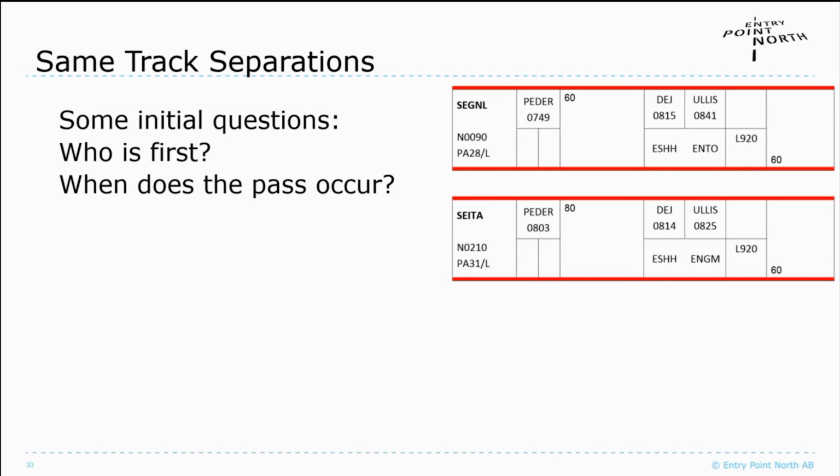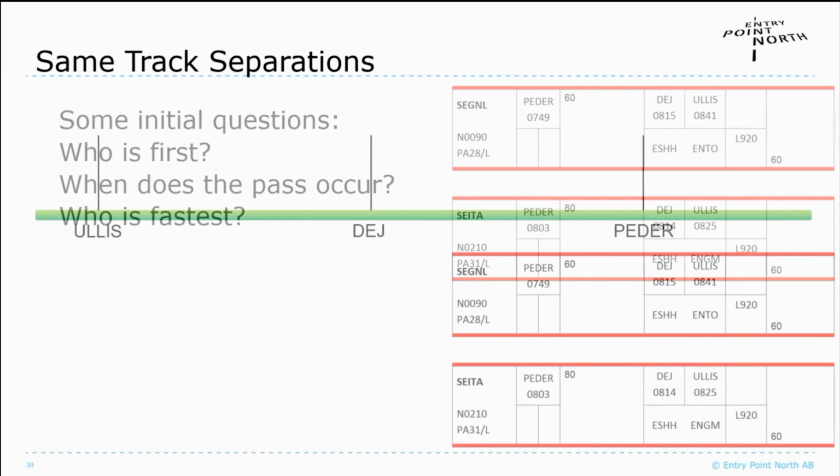So what we actually have here is Sierra November Lima entering the TMA first, and then being overtaken by Sierra Tango Alpha just before Dea. And then of course, as the aircraft are outbound towards Ulus, the times are going to get bigger and the distance between the two aircraft is going to get bigger as well. So that pass occurs just before Dea. Who is the fastest aircraft? Well, we've just been talking about that. It's Sierra Tango Alpha. We can see their flight plan there at 210 knots, 3.5 nautical miles per minute. And Sierra November Lima is flight planned at 90 knots, around about 1.5 nautical miles per minute.